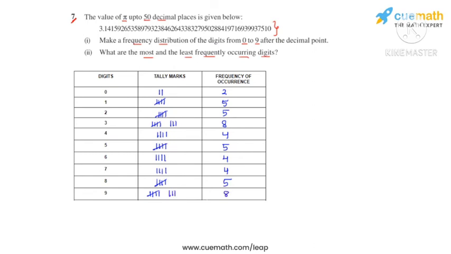Now, it can be easily observed from the table that the most frequently occurring digits are digit 3 and digit 9 with a maximum frequency of 8. And it can also be easily observed that the least occurring digit, that is the digit with the least frequency, is 0 because its frequency is the minimum, that is 2. So this is how we solve this question.